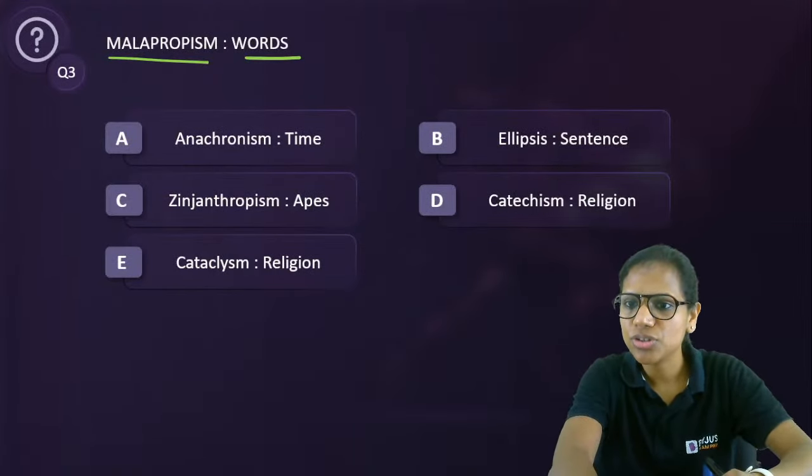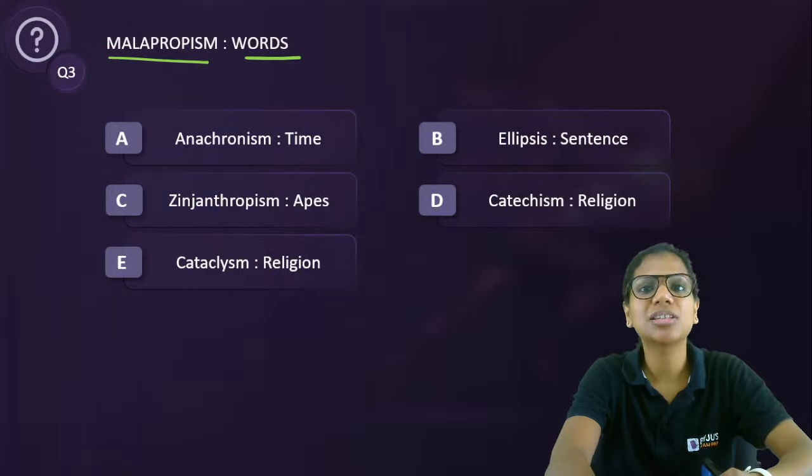NMAT attempt. NMIMS is considering the first attempt only as per their admission brochure. They are considering the first attempt only. Okay. All the NM colleges.